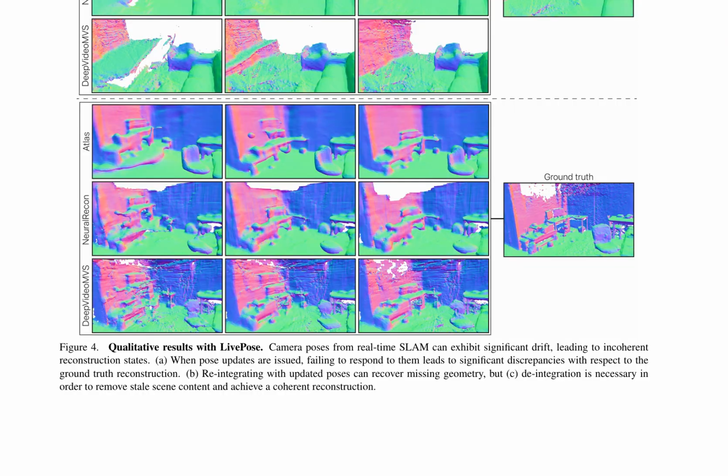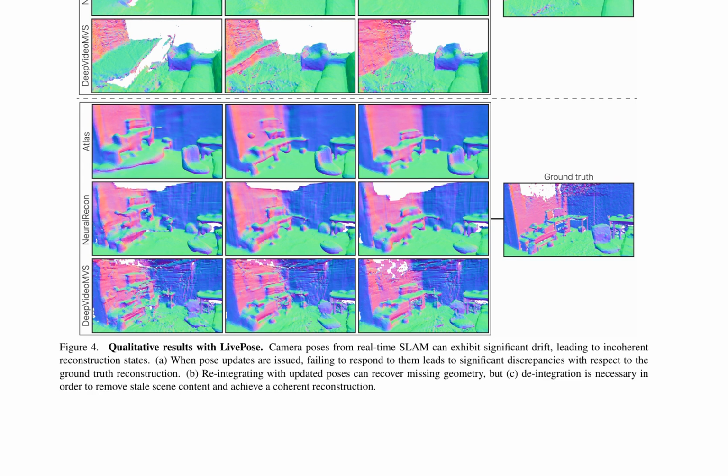To mitigate this issue, reintegrating the updated poses into the reconstruction process is proposed. This approach can recover missing geometry, improving the overall reconstruction quality, as shown in Figure 4b. However, reintegration alone is insufficient, as it can introduce stale scene content into the reconstruction. Deintegration is therefore advocated, involving the removal of outdated scene content to achieve a coherent reconstruction, as illustrated in Figure 4c. The integration of pose updates is a critical step in maintaining a consistent and accurate reconstruction.